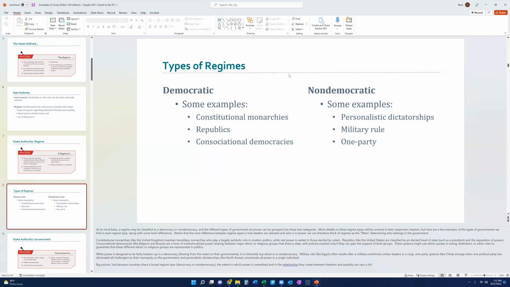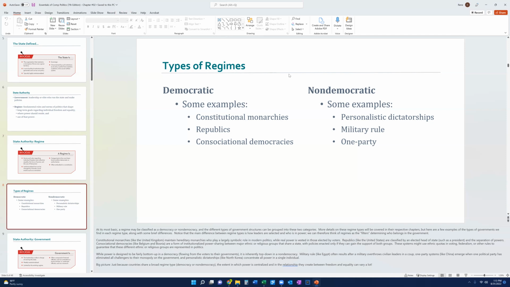Non-democratic regimes, you're looking at personalistic dictatorships. An example of that is probably going to be Fidel Castro or Kim Jong-il. Military rule is when the military has taken over a country. You're going to see that happen pretty often in countries in Africa, where, for example, in Nigeria, throughout a lot of its history, the military has had a coup d'etat.